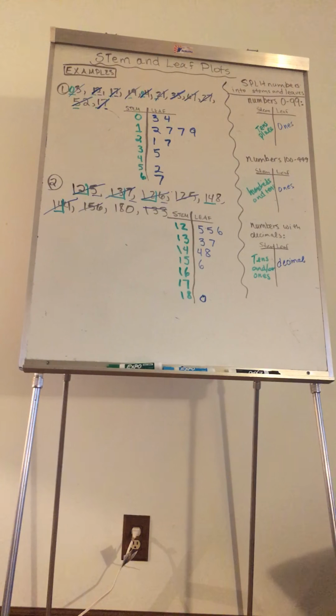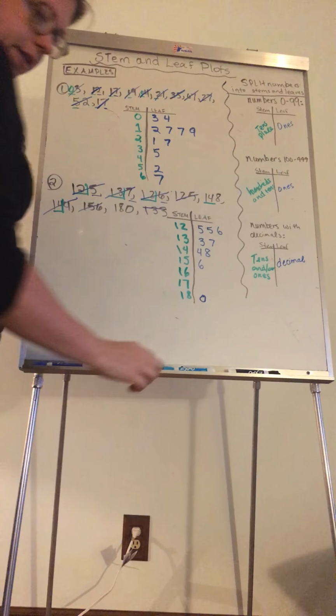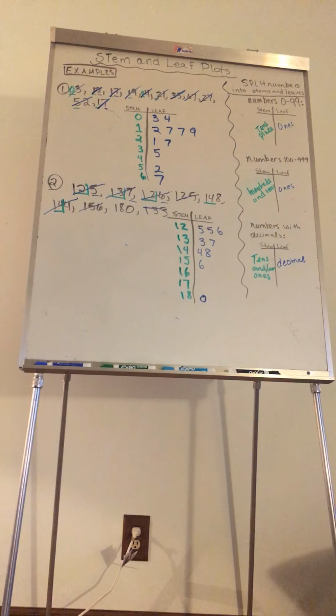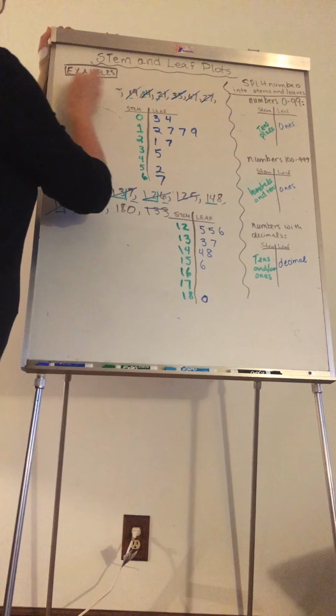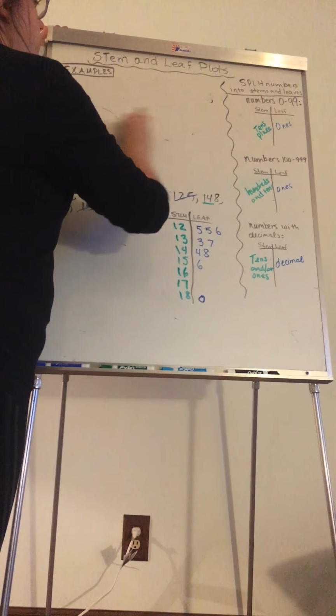Now I'm going to do the last kind, and that is numbers with decimals. For this one, the decimal will always be your leaf, and then the stem will either be the ones place or the tens and the ones place together. So I'm going to erase this one right here. I don't really have room at the bottom, so I'll just put it right here.